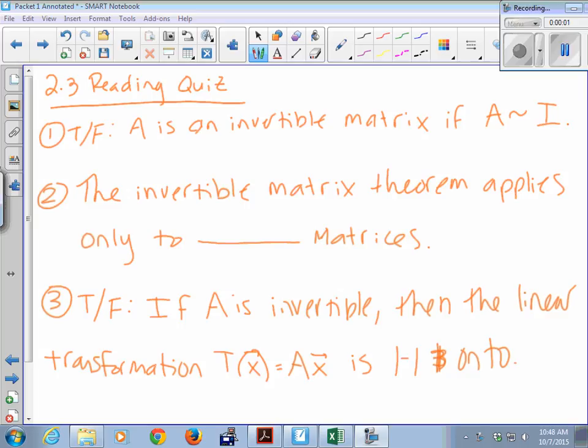False. If A is an invertible matrix, then A is row equivalent to the identity. True. True. Okay. The invertible matrix theorem applies only to what kind of matrices? N by N, or square. Either one is fine.